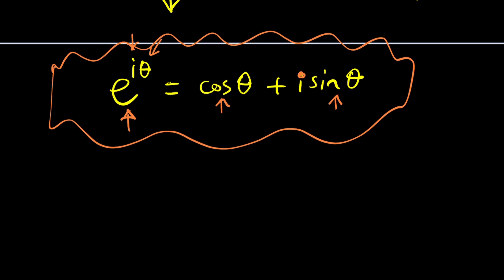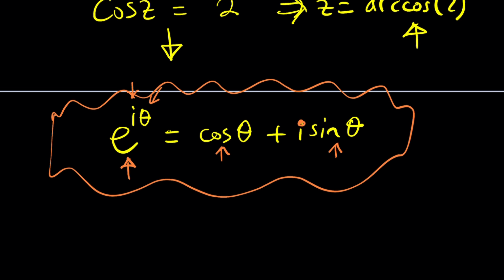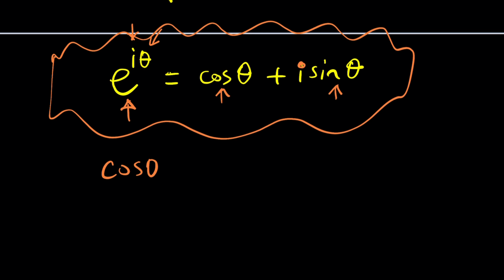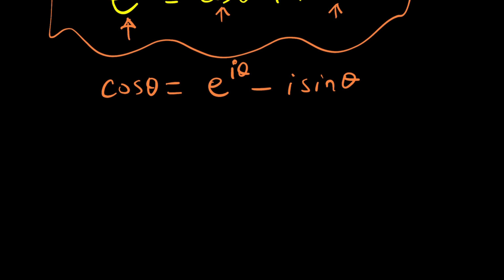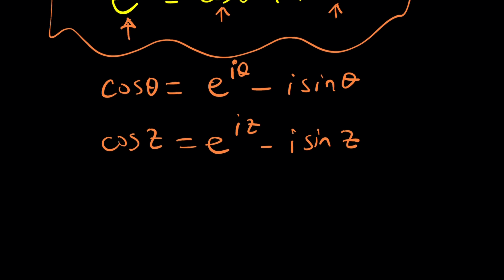Now, how do we use it in our case, right? Well, the good thing is I have cosine theta. So then you can just isolate cosine theta and write it as e to the i theta minus i sine theta. Another identity that you probably haven't seen before, right? But wait a minute, what am I supposed to do with this? Replace theta with z. It's going to be e to the iz minus i sine z. I'm not going to put that in parentheses. A lot of times people are going to use parentheses. Sorry, I don't like it, and I'm kind of lazy.